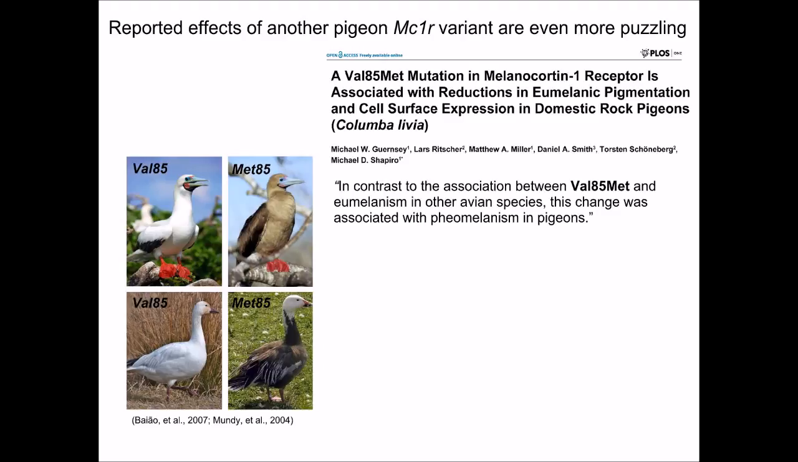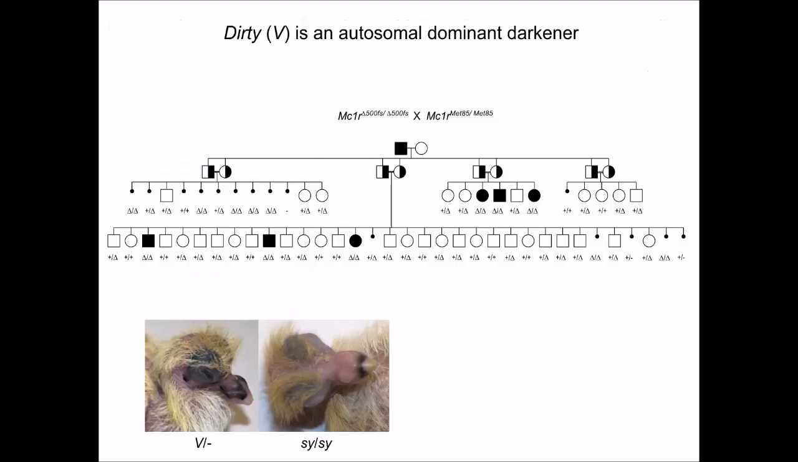Interestingly, we had told our erstwhile collaborators about this MC1R deletion. In spite of this, they went ahead to publish that another variant, methionine 85, which causes black pigment in two other bird species, causes red in pigeons. They were most likely unable to detect this deletion allele, and the genotypes must have been skewed. Methionine 85, coincidentally, is also segregating in this pedigree.